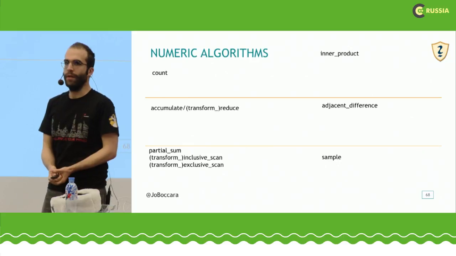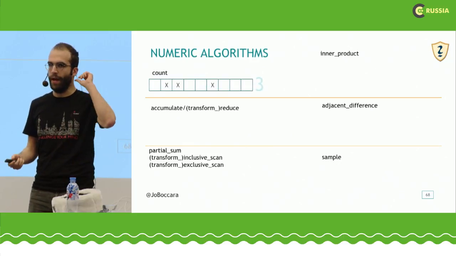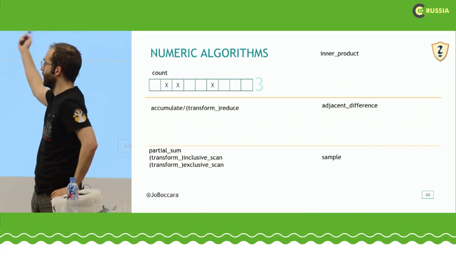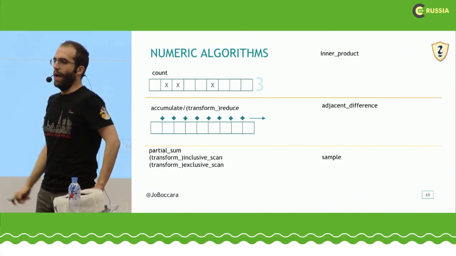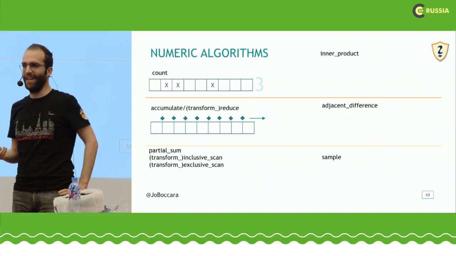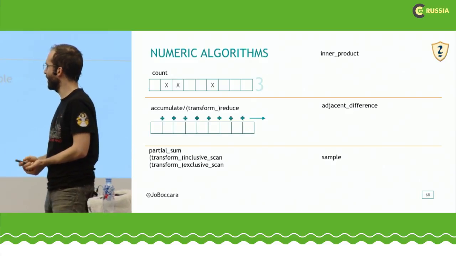So the simplest one is count. Count takes a collection, beginning and end, and a value, and returns how many times that value occurs in the collection. So in that collection, if you count for x, that would be 3, right? Accumulate makes the sum of the elements of a collection. You can replace the sum with whatever operation you'd like.